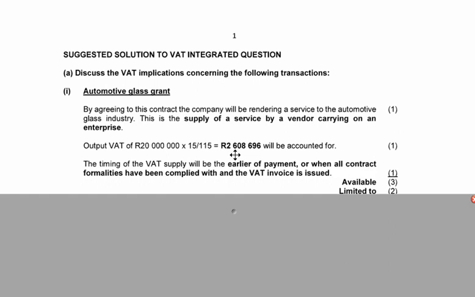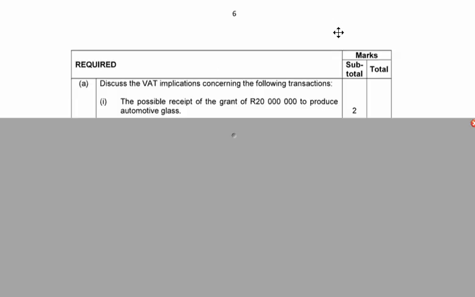Okay, 2,608,696 will be accounted for when? Earlier of payment or invoice. Available 3, limited to 2. I'm absolutely sure you could write down more than that. But remember, this is only out of 2 marks, so we have to limit our response. Okay? Just because we can write out stuff doesn't mean that we should write out stuff.